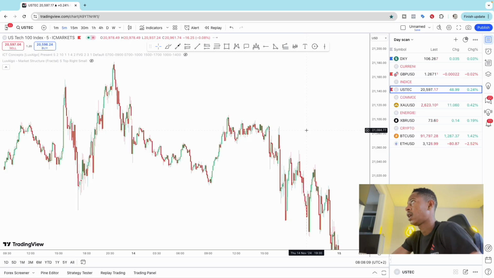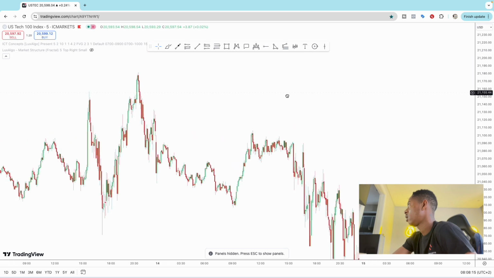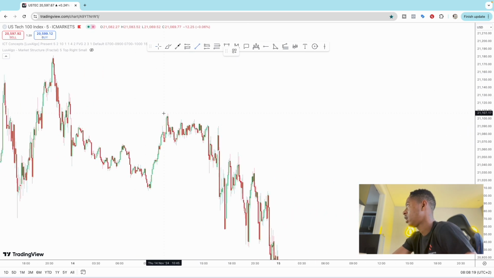Okay, so currently I'm looking at the Nasdaq. I'm looking at the Nasdaq markets, and I'm trying to spot some order blocks. So I'm noticing that in this area here, you can see here's an area right here.